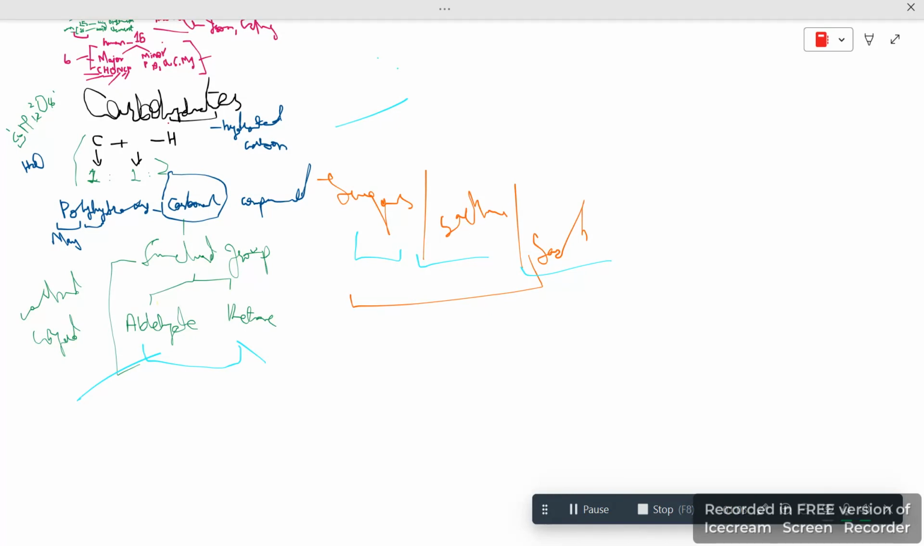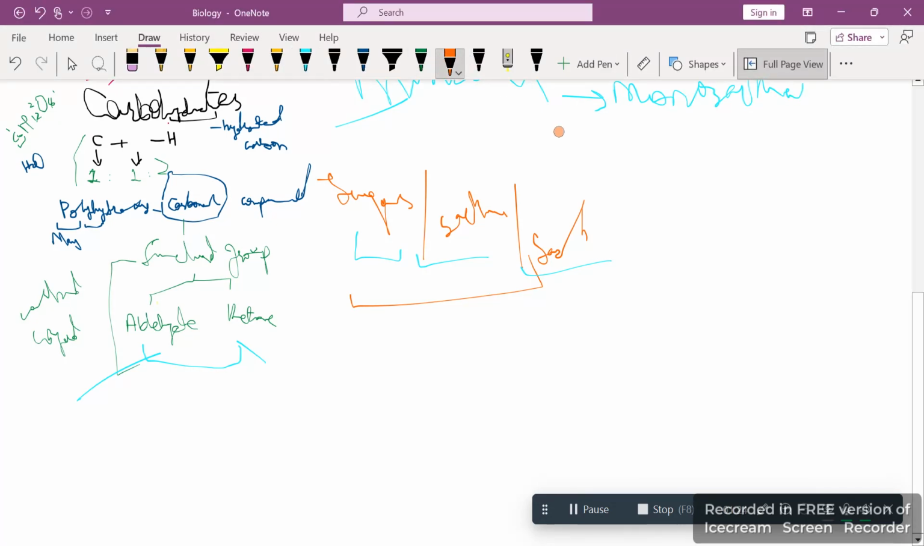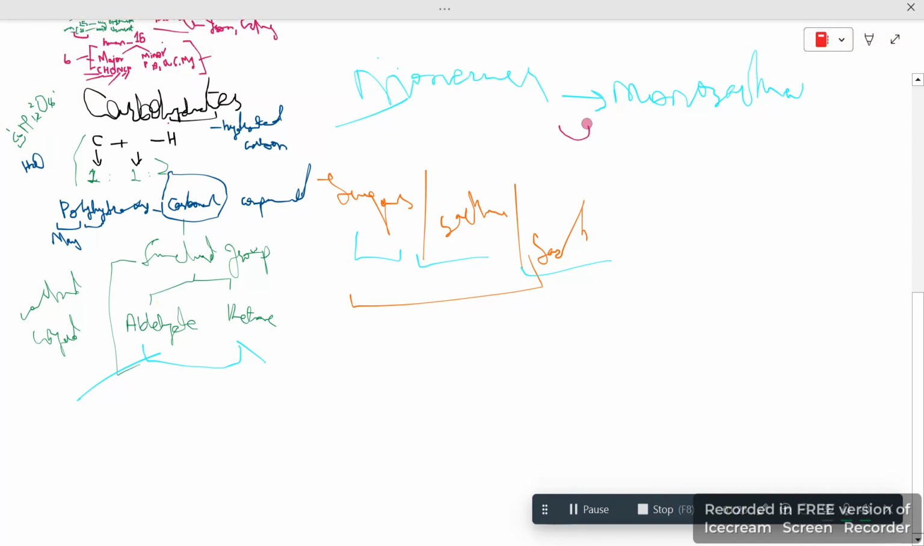The monomer, oh god, I could not write it. The monomer of carbohydrates, the monomer of carbohydrate is monosaccharide. Okay, which color is this color? So monosaccharide is simply like this.